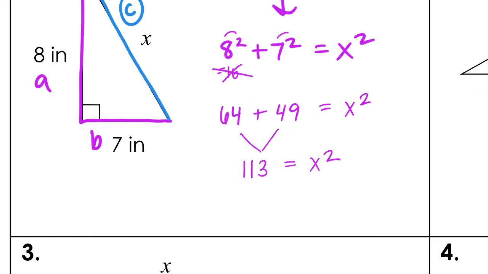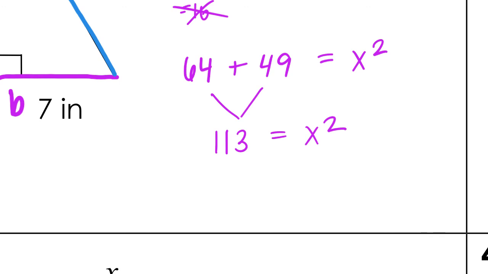And then to solve this, you have to get rid of this squared, right? Because we're trying to get x by itself. And the way that you do that, you want to do the opposite of squaring something, which is taking the square root. So that's always the last step with Pythagorean theorem, is to take the square root of both sides. So this would become just regular x.